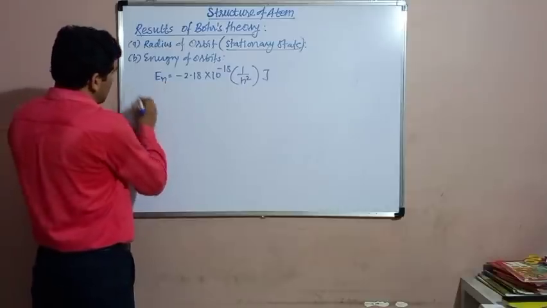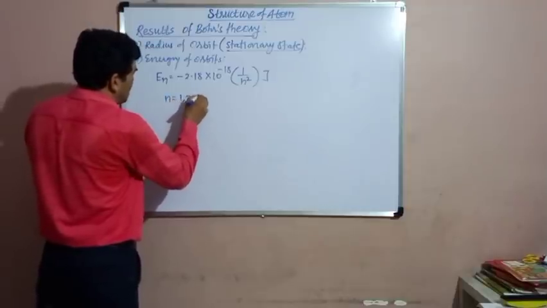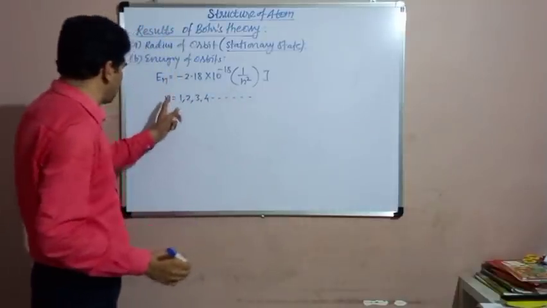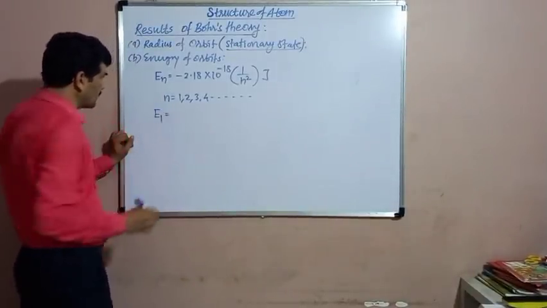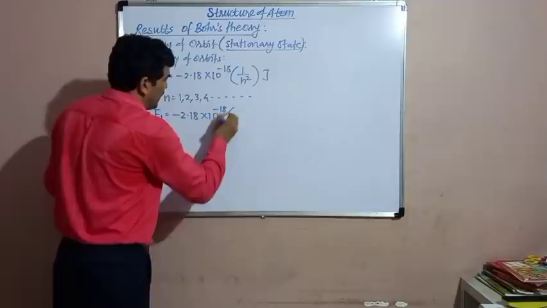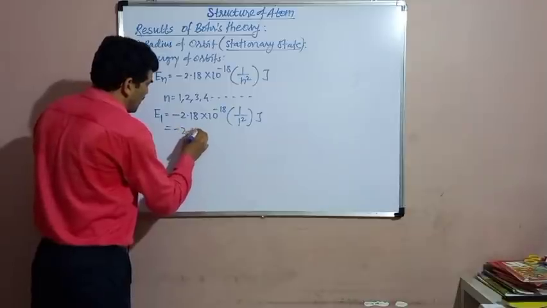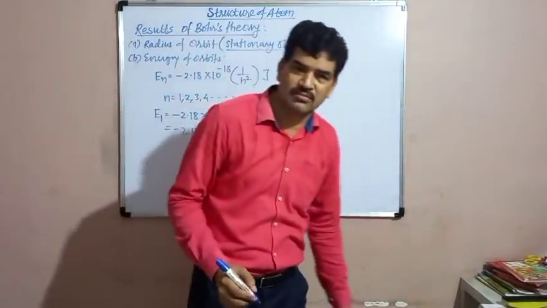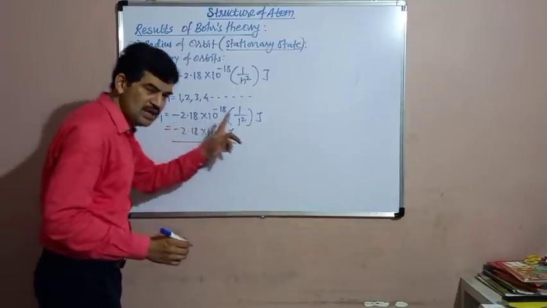So here En is the energy of nth orbit, and n is again the principal quantum number. For the first orbit, the value of n will be 1. For the second orbit, the value of n will be 2. In this way. Now the energy of the first orbit, that is E1, will be equal to minus 2.18 into 10 raised to power minus 18 into 1 by 1 square joule, equal to minus 2.18 into 10 raised to power minus 18 joule. This is the energy of the first orbit in hydrogen atom.